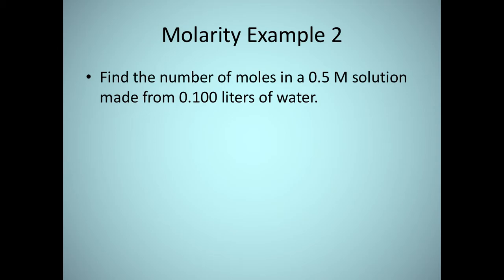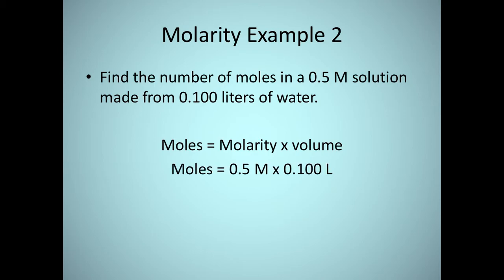So go back to the triangle, look for how we can determine the number of moles, and you'll see that the equation that we need is moles equals molarity times the volume. We know the molarity and the volume, so we can input those values. So we're going to do in our calculator 0.5 times 0.100. And when we do that, we calculate the number of moles in our solution as 0.05 moles. Okay, so go ahead and write that down in your notes.